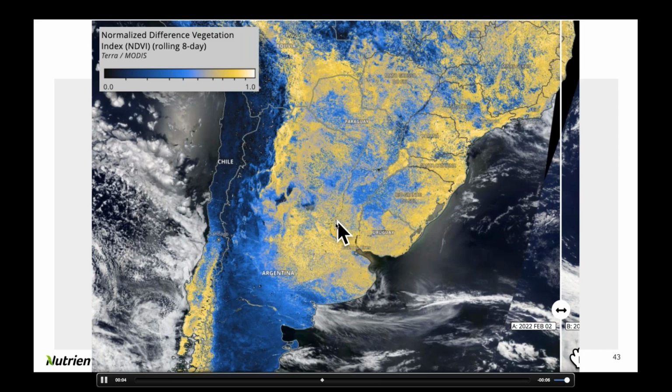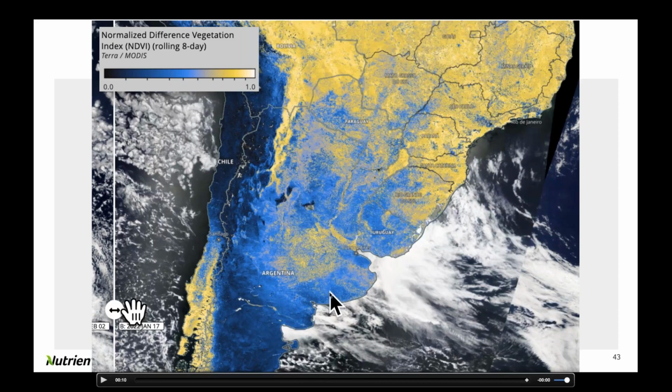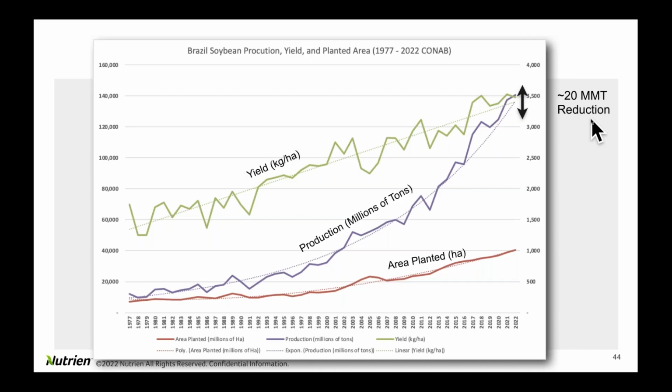So what's gone on since then? Well, the projection of 145 million metric tons of soybeans has now been dropped to about 125. That's a 20 million metric ton reduction. That'll make this probably the 4th largest crop on record, but it was poised to be the largest by a long shot.